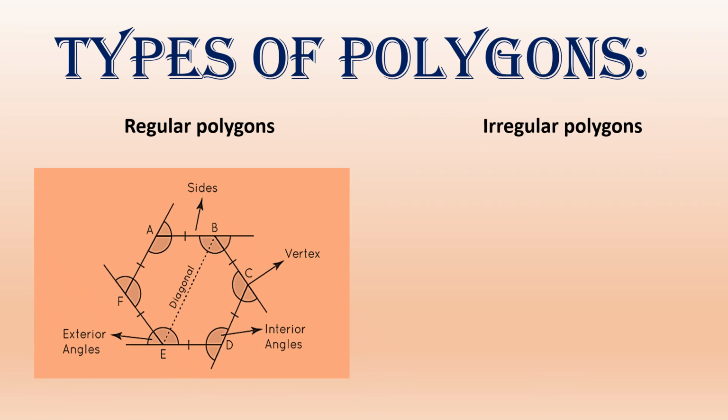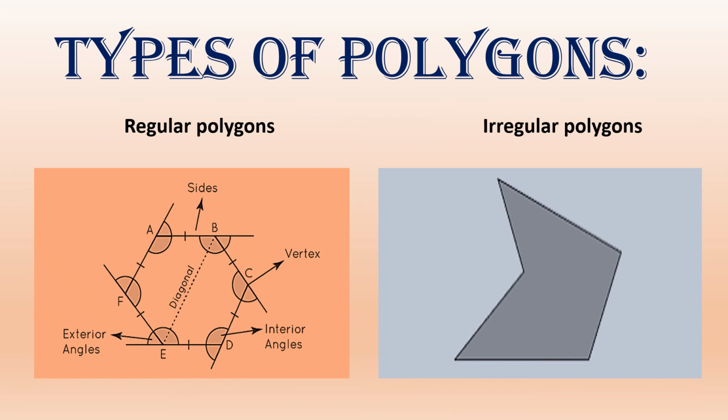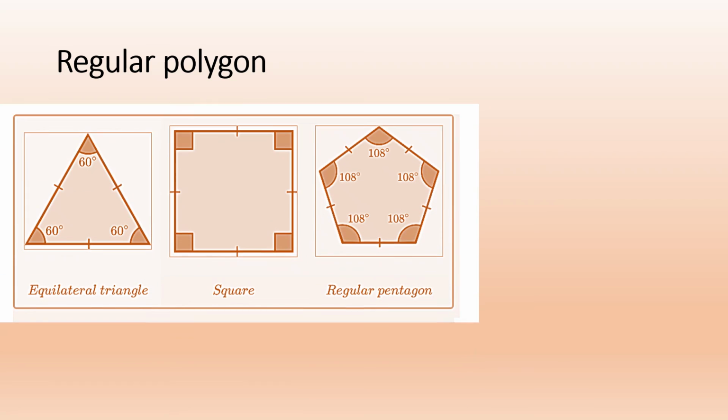Regular polygons are polygons which have the same side lengths. All the side lengths will be the same, and the interior and the exterior angles will also be the same in regular polygons, whereas in irregular polygons, the side lengths will be different and the angles will also be different. Okay, so now we'll see regular polygons.